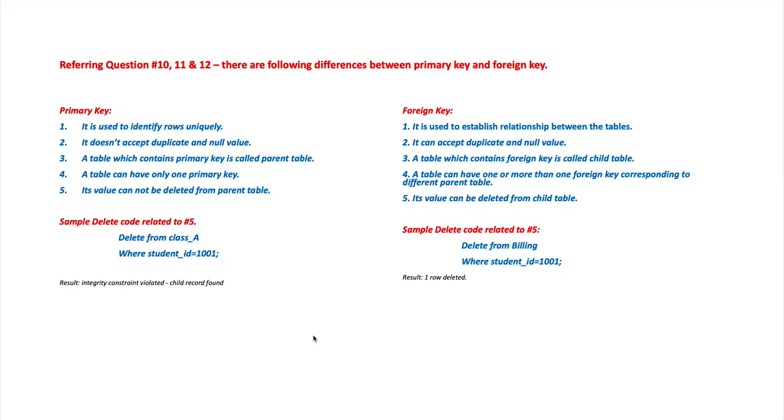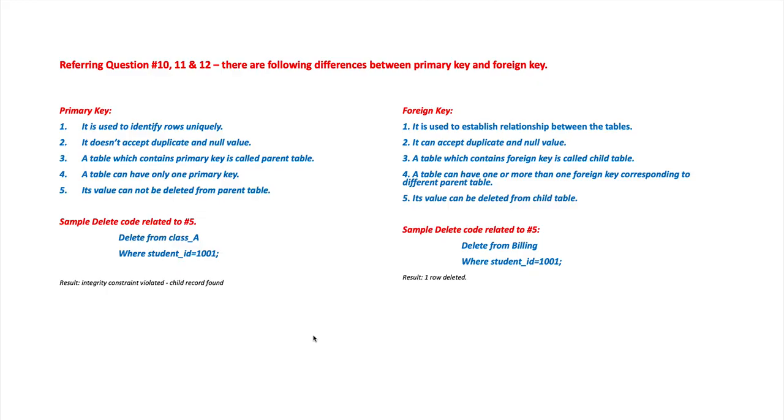First one, primary key is used to identify rows uniquely, and foreign key is used to establish relationship between the tables. Number 2, primary key doesn't accept duplicate and null values, but foreign key can accept duplicate and null values as well.